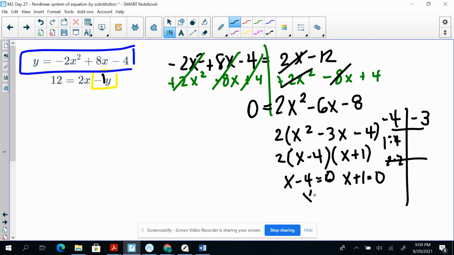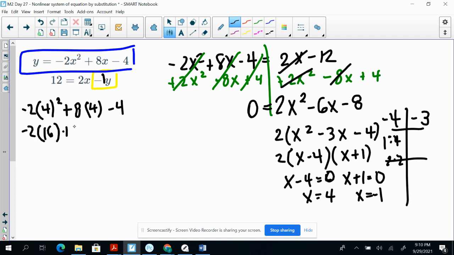So add 4. So x is 4, subtract 1, subtract 1. So we're checking 4 and negative 1. So in our first equation, negative 2 times 4 squared plus 8 times 4 minus 4. 4 squared is 16, so negative 2 times 16, and I'm just writing out all the math so you know where these numbers are coming from. And negative 2 times 16 is going to give you a negative 32 plus a positive 32 minus 4. These guys cancel each other out, so I end up with a negative 4.